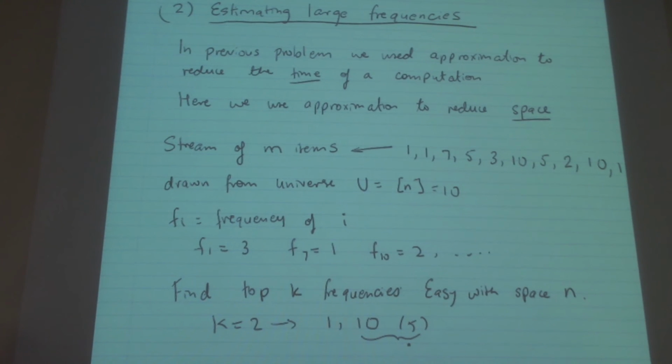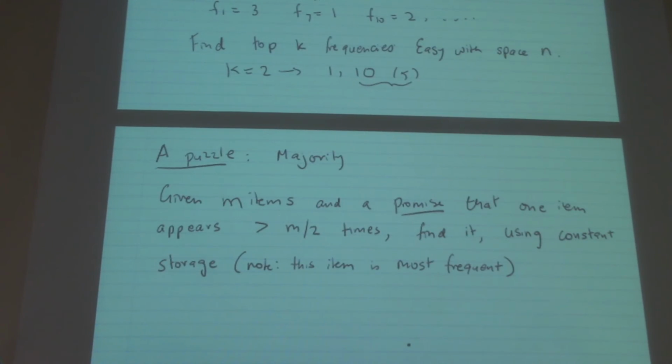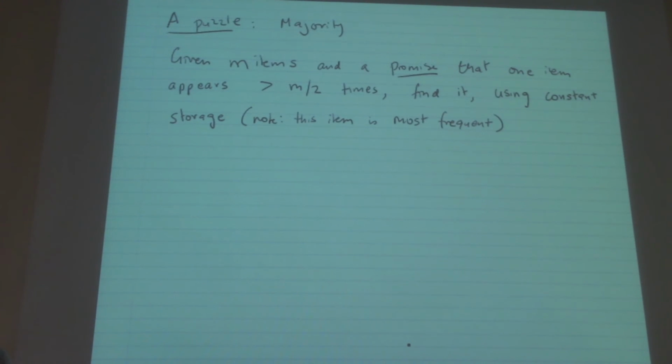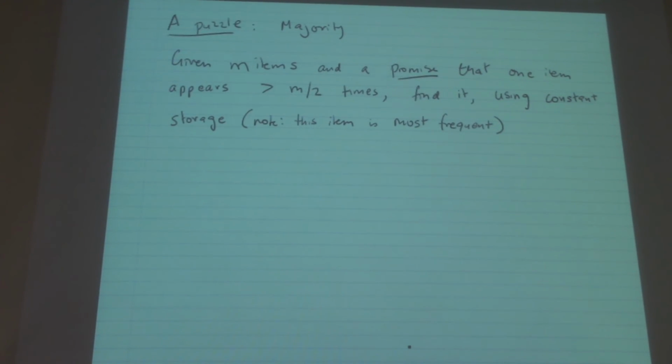And this brings us to a puzzle that many of you have probably heard of already. This is a classic Google interview question, so pay attention. I give you m items, and I give you a promise. There is one item that appears strictly more than m over 2 times. So it's a majority element. Find it in constant space. So you can't store the input. In fact, I'll give you 2 units of space. Find this. How many of you have seen this problem before? That's great. That means you can think about it.